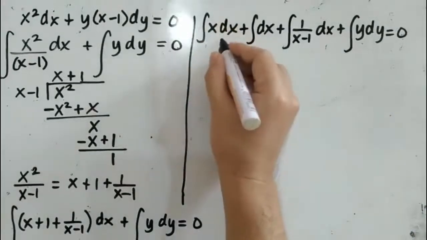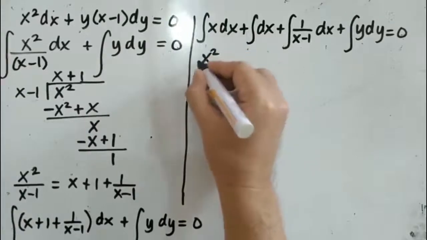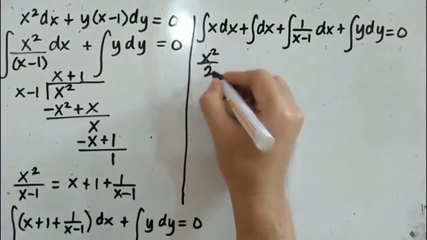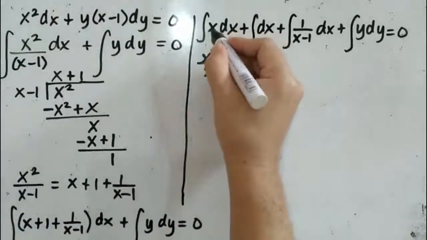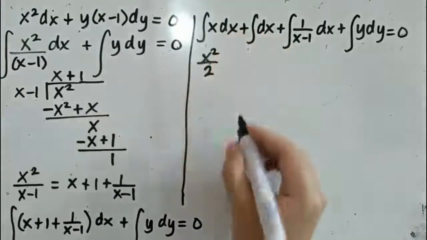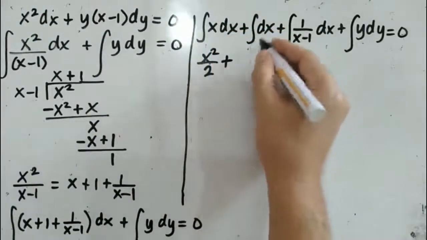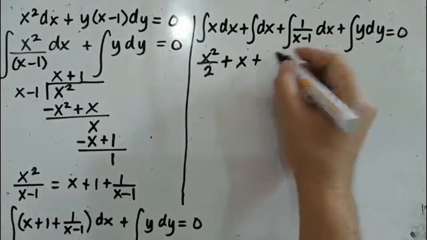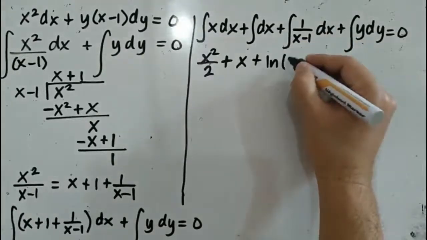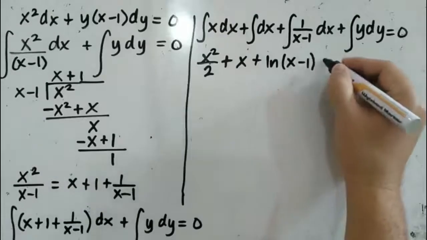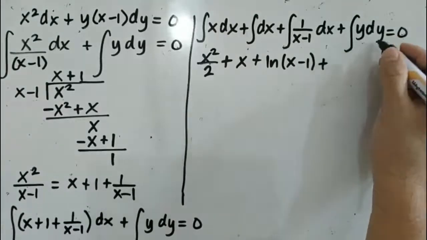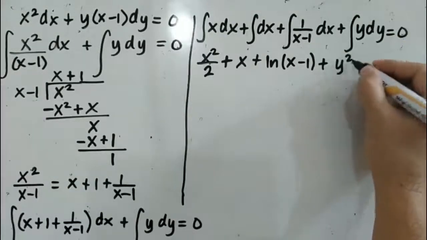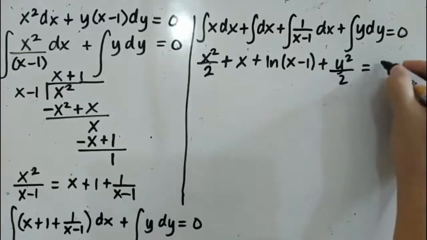The integral of x dx is x squared over 2, right? x to the 1 plus 1 over 1 plus 1, plus integral of dx is x, plus integral of 1 over x minus 1 is ln of x minus 1, plus integral of y dy is y squared over 2 equals 0.